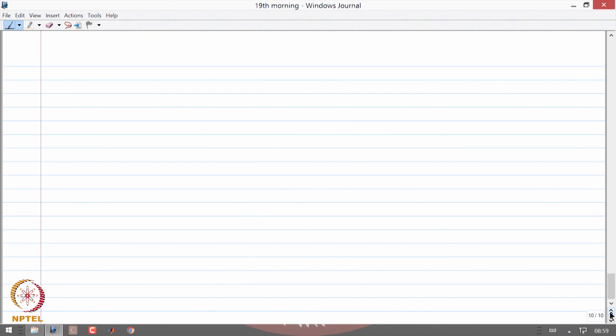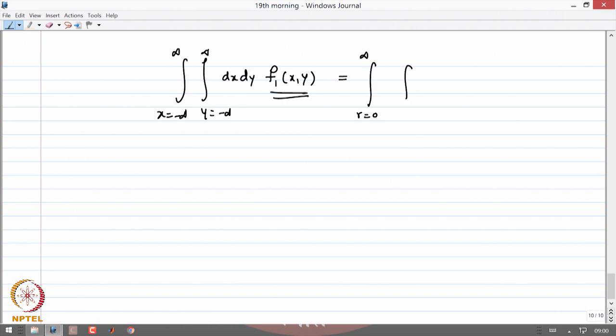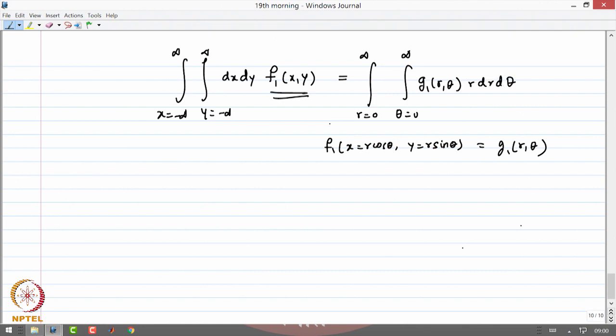Therefore, you can see that the integral with x from minus infinity to plus infinity and y from minus infinity to plus infinity of f1 of x, y dx dy, whatever that function may be, assuming that this integral is finite, is equivalent to the integral with r from 0 to infinity and theta from 0 to 2 pi of g1 of r, theta, which is obtained by substituting x equal to r cos theta and y equal to r sin theta, times r dr d theta. So, this is the integral.